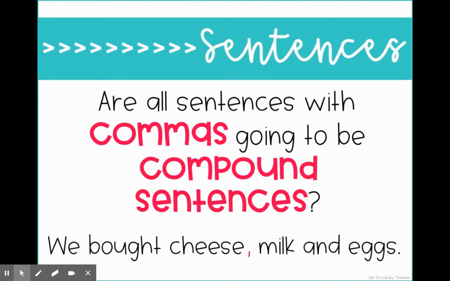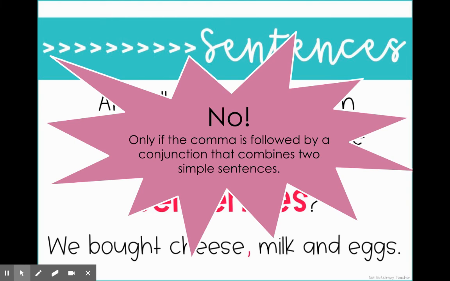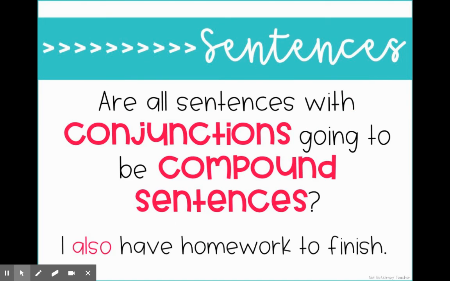So I want you to think, are all sentences with commas going to be compound? We have an example here. We bought cheese, comma, milk, and eggs. Is this a compound sentence? No, just because a sentence has a comma in it does not make it compound. Only if the comma is followed by a conjunction and it combines two simple sentences.